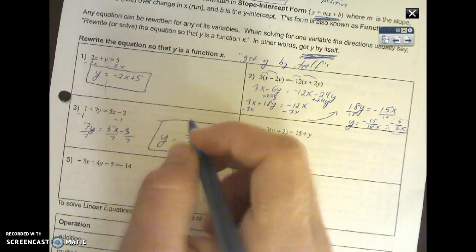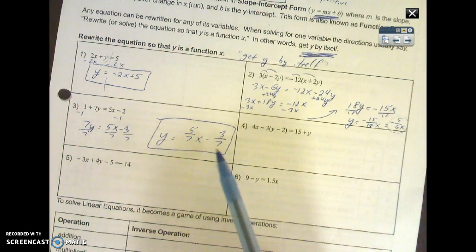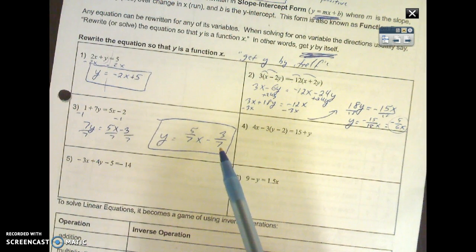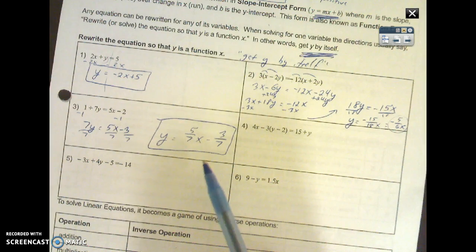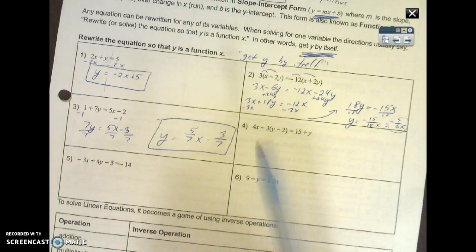One thing I want you guys to start focusing on: leave it as fractions. Don't put it in decimal form. So if it's 5 over 7, leave it 5 over 7. This is a habit you're going to get used to for the next 3 years of your life, all the way till you graduate from high school.